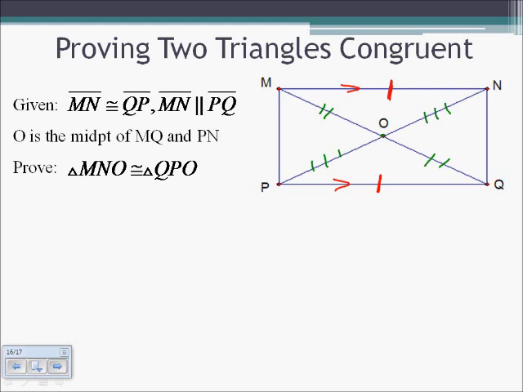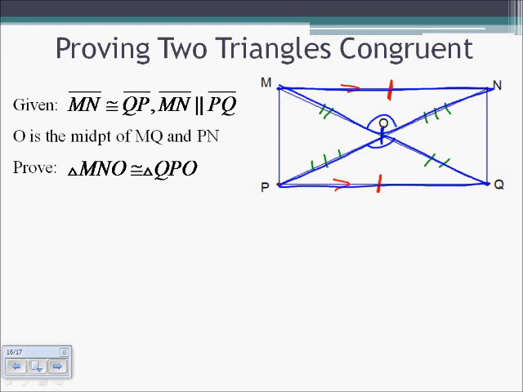Once we have all three of the sides congruent, we can talk about the angles. And we're trying to talk about triangle MNO, so this top triangle MNO and the bottom triangle QPO. So we're trying to prove the two blue triangles congruent. We notice the relationship around O right here. We have two vertical angles, so therefore we have angles that are congruent.